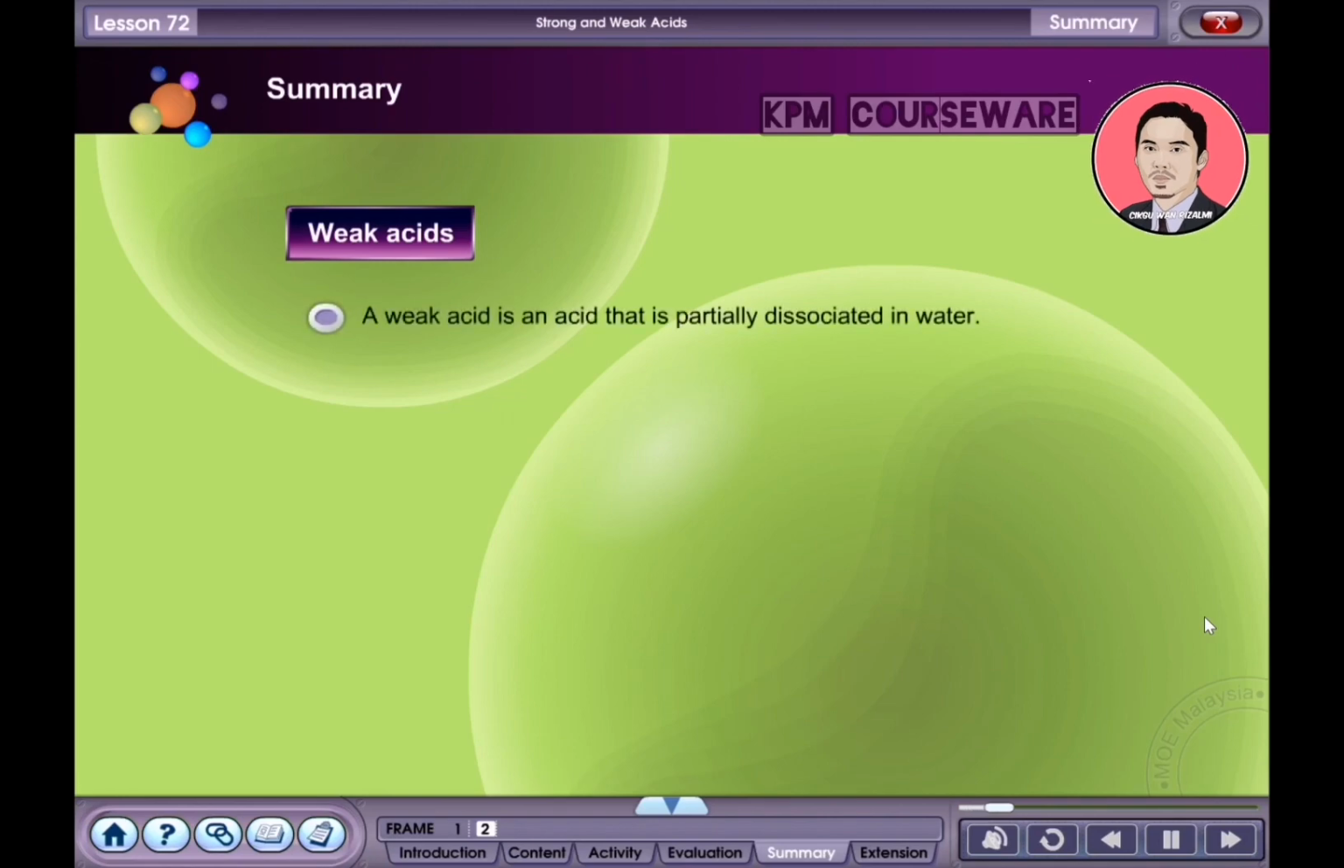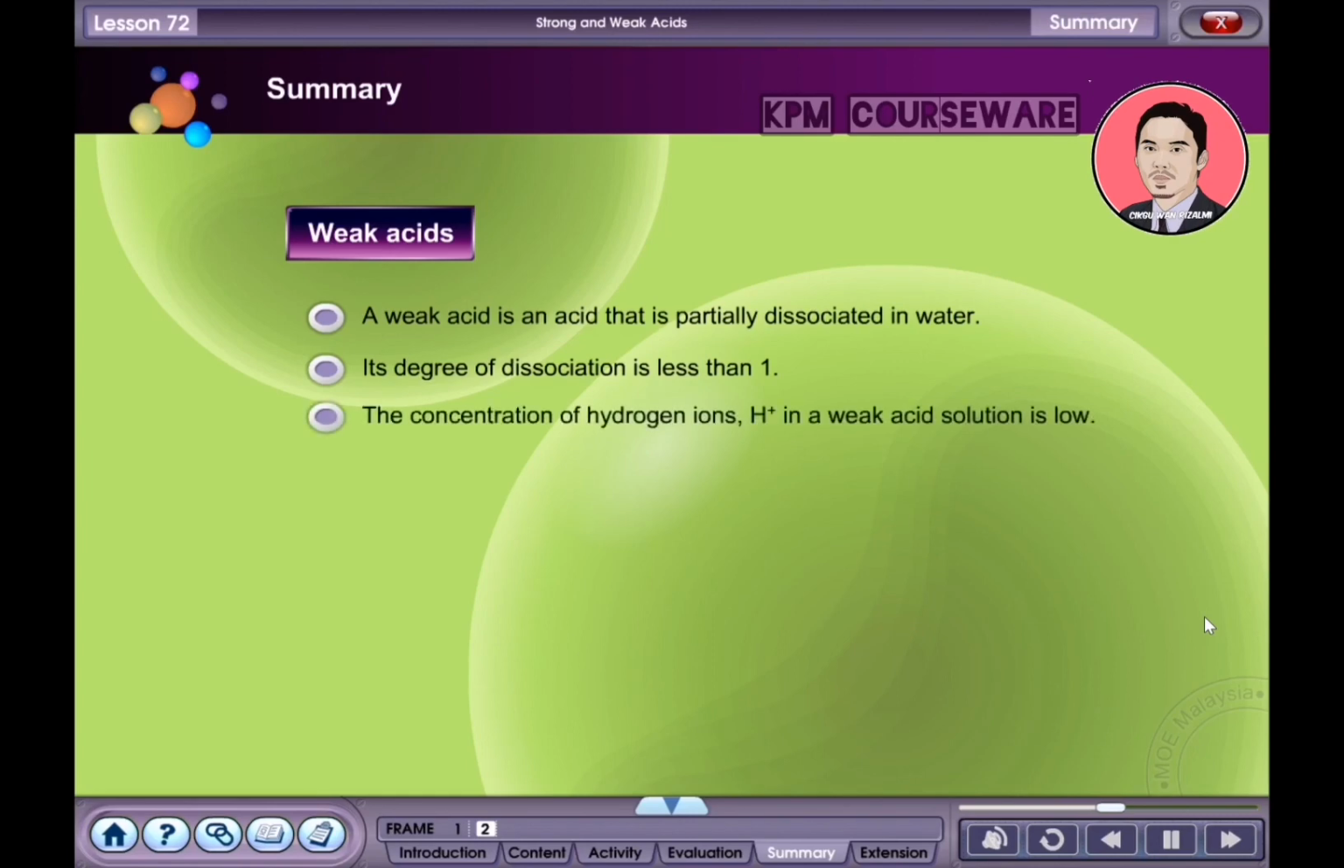A weak acid is an acid that is only partially dissociated in water. Its degree of dissociation is less than 1. The concentration of hydrogen ions in a weak acid solution is low. Examples of weak acids are carbonic acid, ethanoic acid, and citric acid.